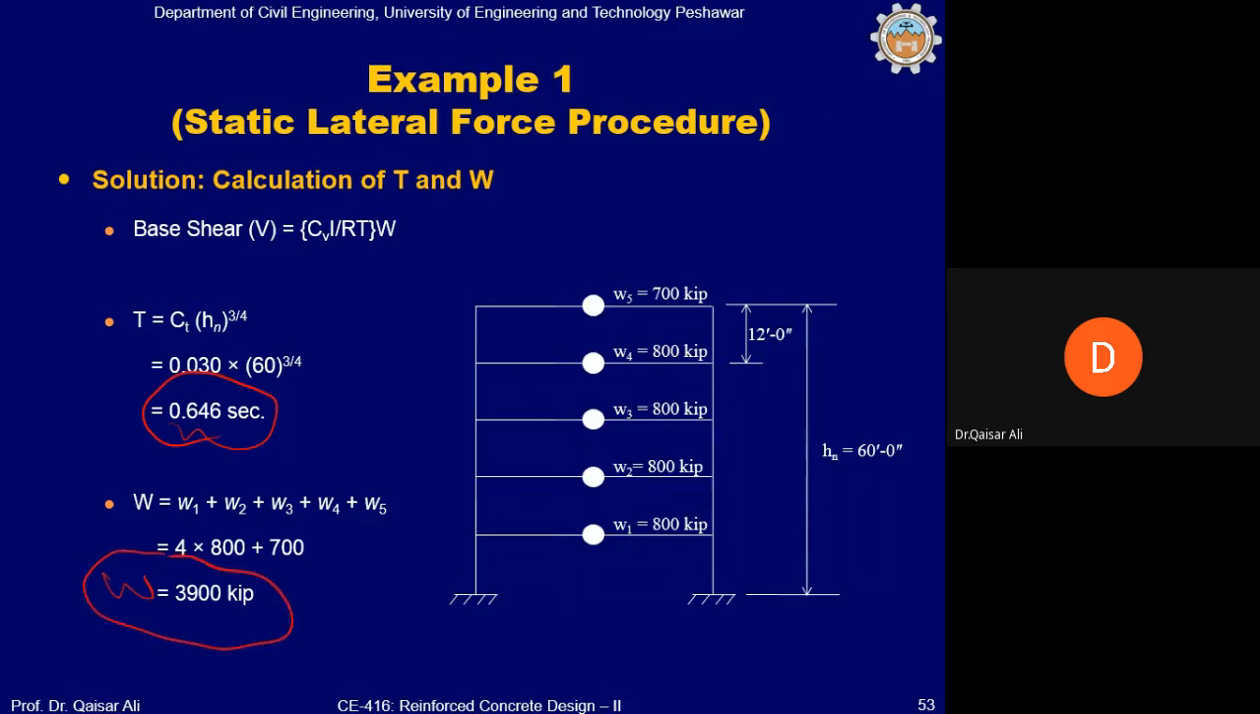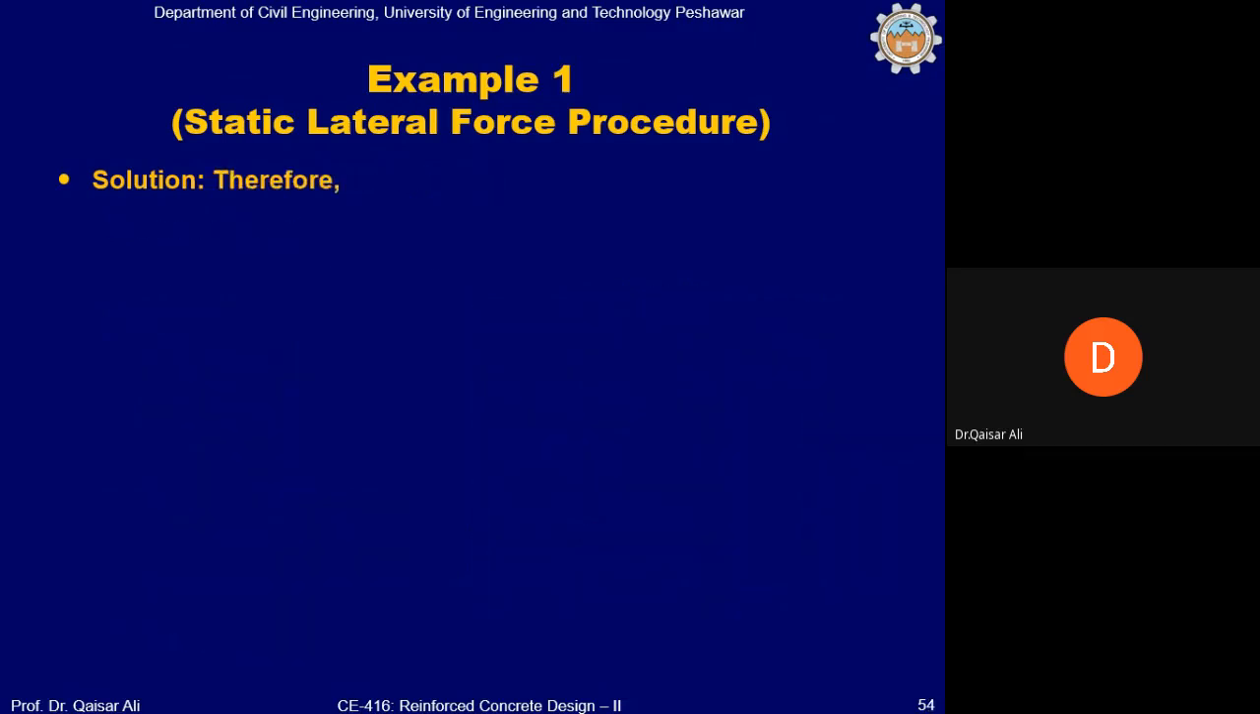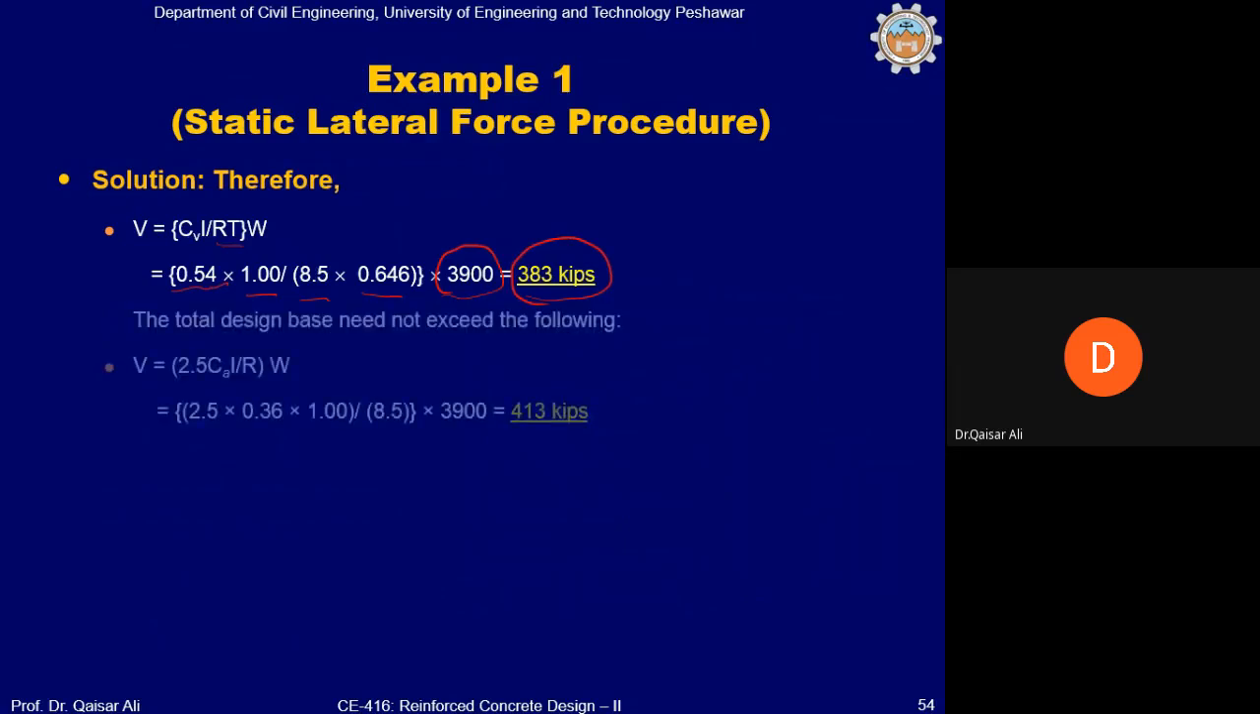3900 kip. Now we can determine base shear using this equation: Cvs divided by R, times W, that is 0.54 into 1 divided by 8.5 and 0.646 time period, multiplied by the total weight of the structure. This comes out to be 383 kips. The maximum base shear, 2.5 Ca I, is 413 kip.